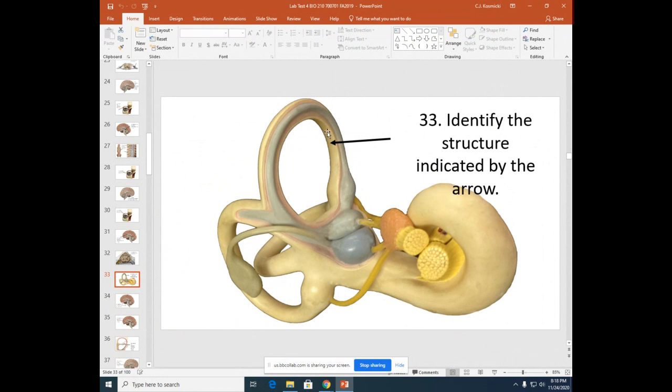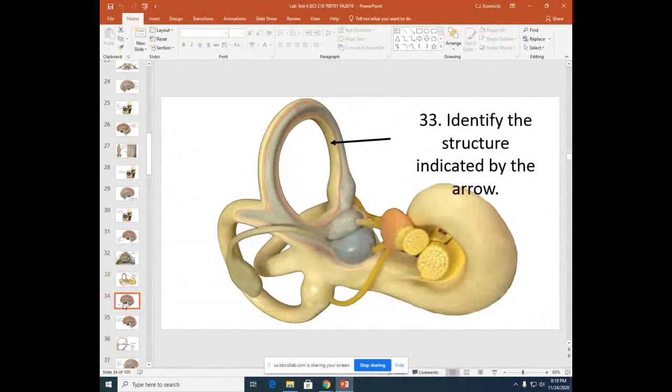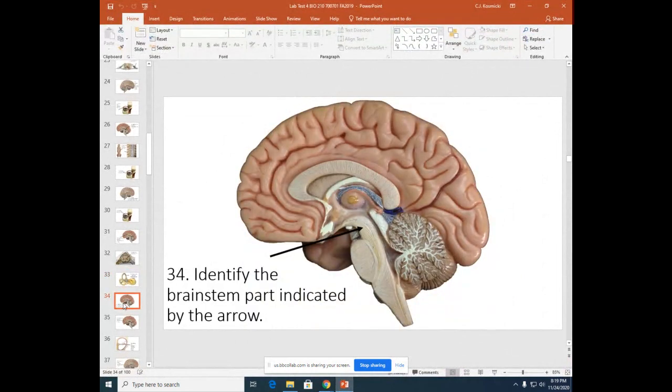Semicircular canal, or you can also call it, because it's pointing to the yellow or ivory color, the bony labyrinth, all right? So if you want to put that in there, and I'd even accept part of the vestibular complex if you really wanted to go there. What did you guys put? Bony labyrinth is good. Yeah, bony labyrinth, semicircular. Yep. Those are what I would accept, so good job at home.